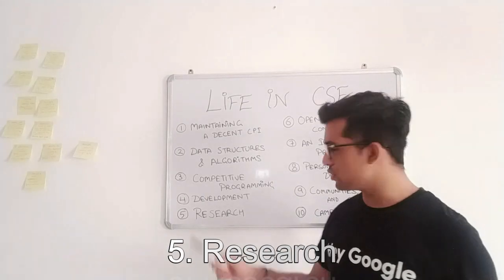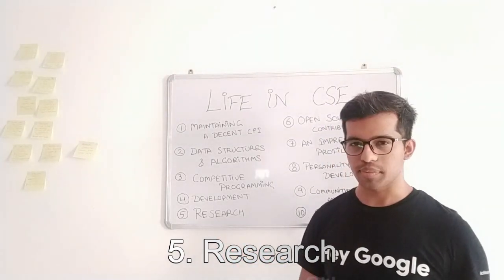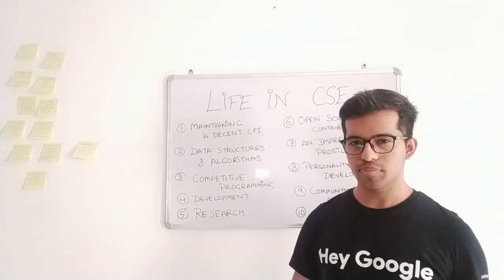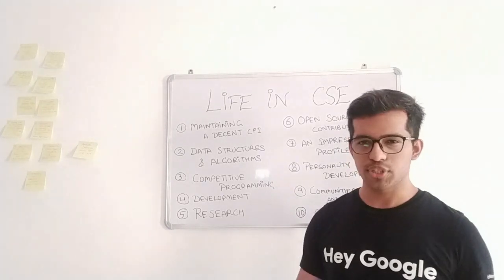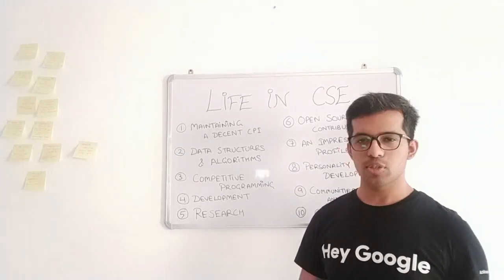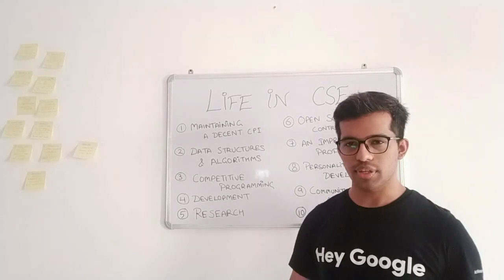And then next is research. This is the scientist side of CSE. Here you do a lot of analysis and research on something like algorithms, machine learning, deep learning and artificial intelligence. Such people apparently go for masters and then PhD in their preferred field.